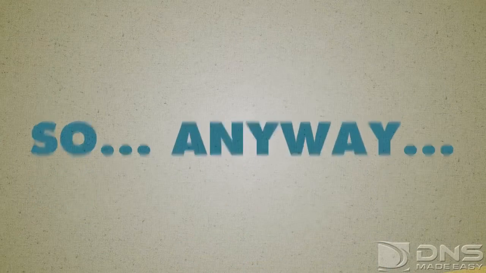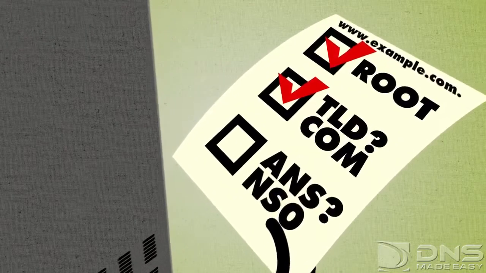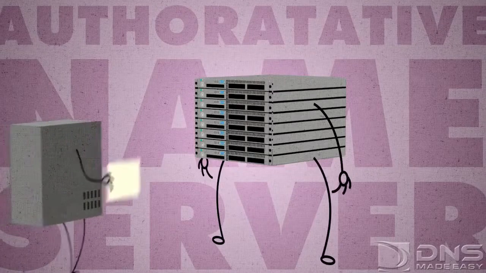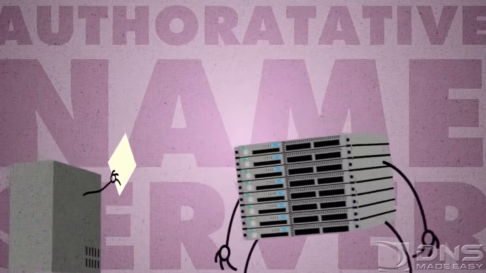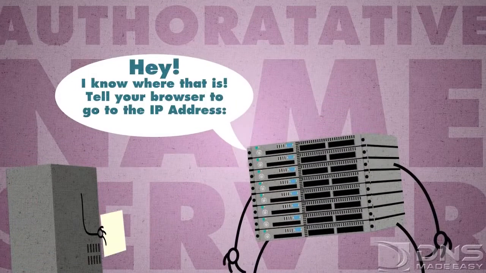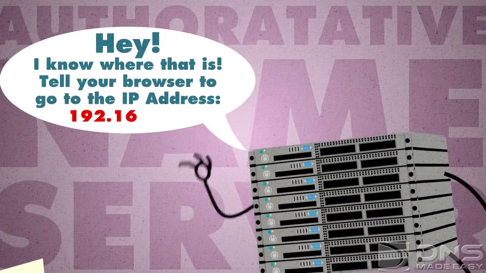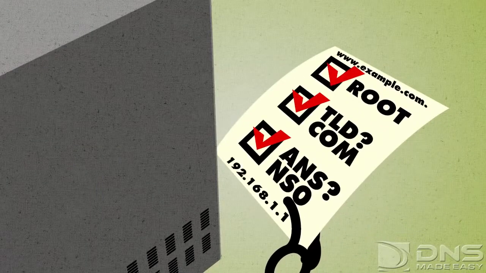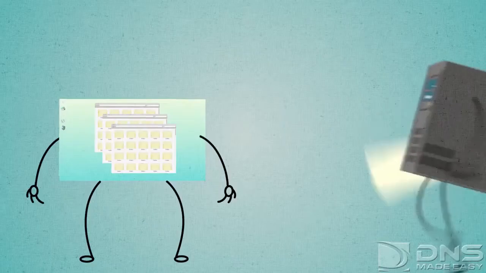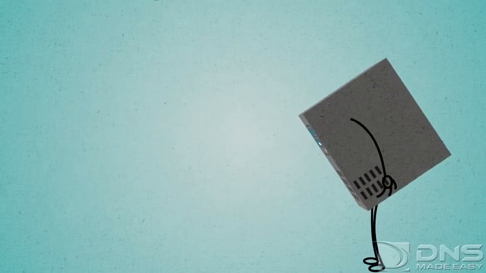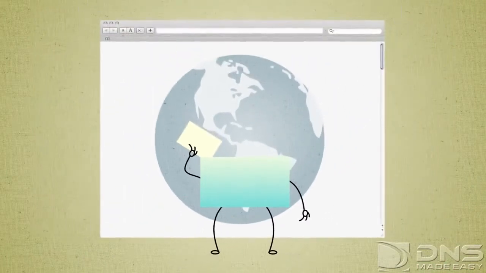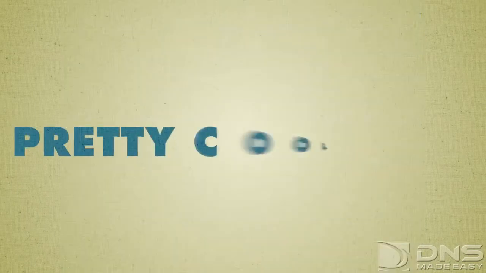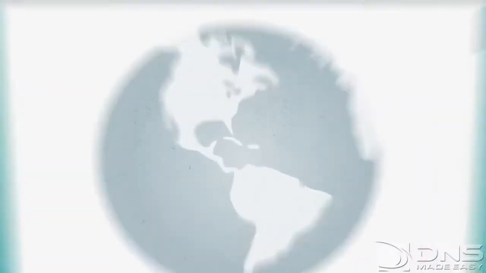So, anyway, the resolving name server takes the response from the TLD name server, stores it in cache, and then queries the example.com name servers. At this point, the authoritative name server will say, Hey, I know where that is! Tell your browser to go to the IP address 192.168.1.1. The resolving name server takes this information from the authoritative name server, puts it in cache, and gives a reply to the operating system. The operating system then gives this to the browser, and the browser then makes a connection to the IP address requesting the webpage for www.example.com. Pretty cool, huh?